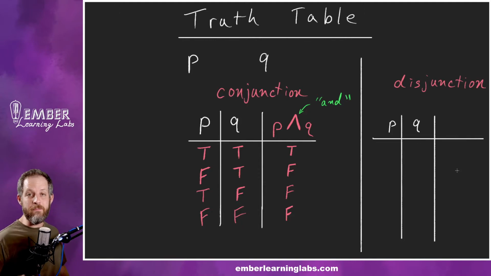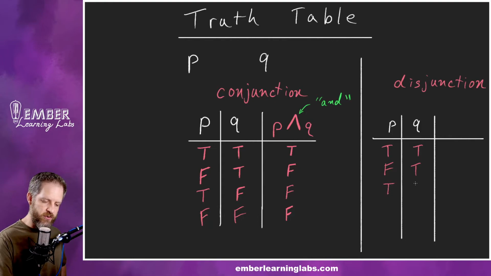Our different possibilities are the same, right? They could both be true. One could be false and the other true, and the other way around. This one could be true while this one is false. Or they could both be false.